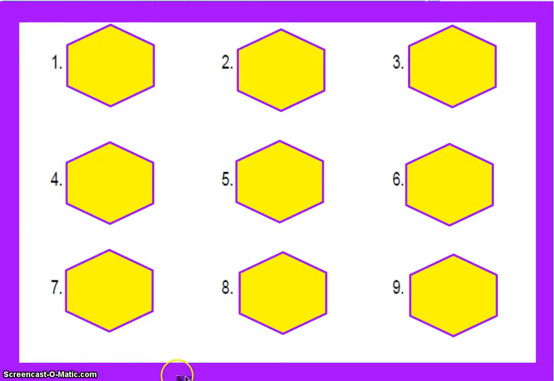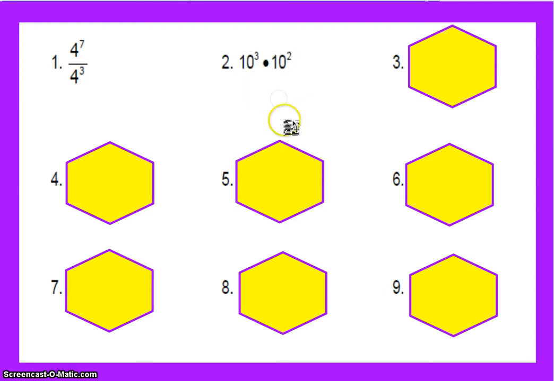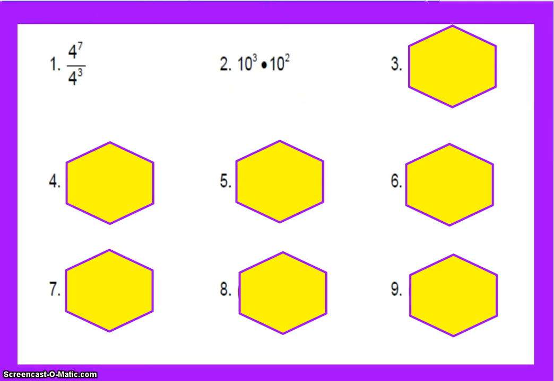Okay, on this bottom part, we're not going to do all of them, but we will do some. On number 1, we're not going to do it. Number 2, we are. I think number 1 was marked out probably on your handout. All right, 10 to the 3rd times 10 squared. Your base is 10. And then you're going to say 3 plus 2 is 5.